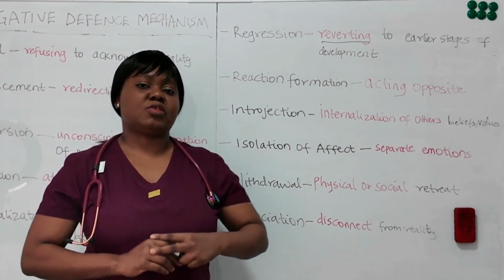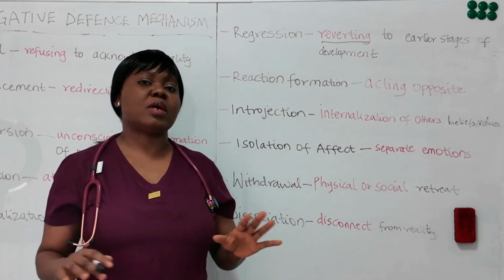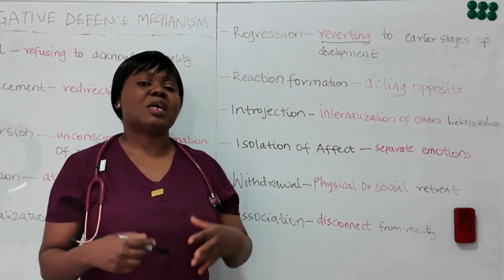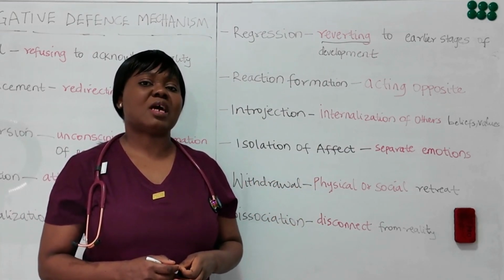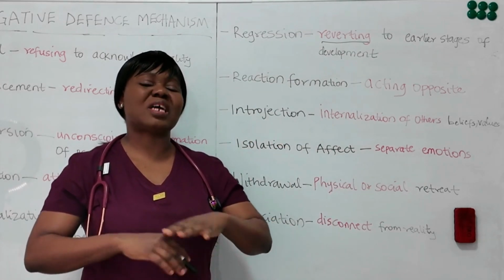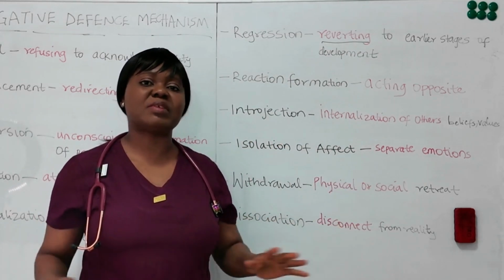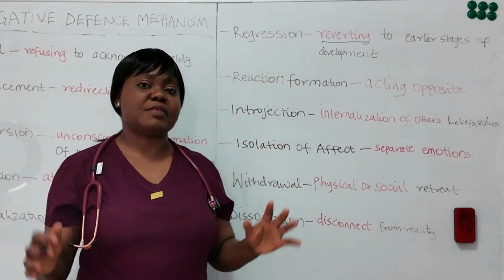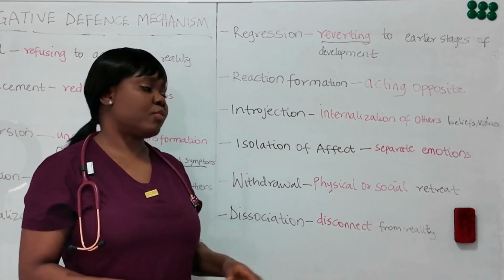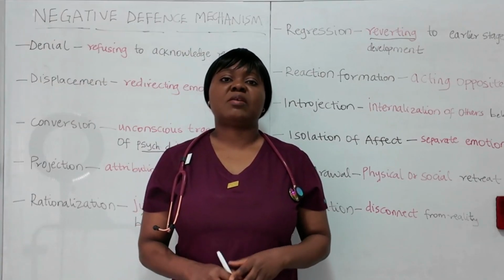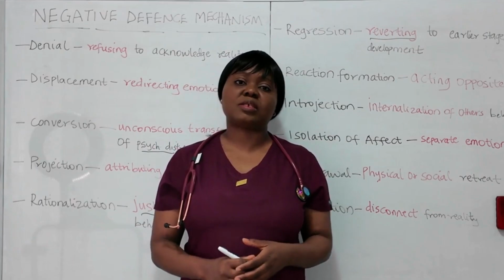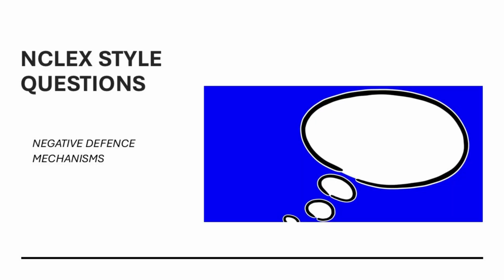An example would be a soldier that witnessed a war where there was lots of killing, but he's describing it as if he was never there, as if he watched it somewhere on TV. Totally separates his emotions, separates everything about him from that event. That's an example of dissociation. Now let's look at some NCLEX-style questions on negative defense mechanisms.